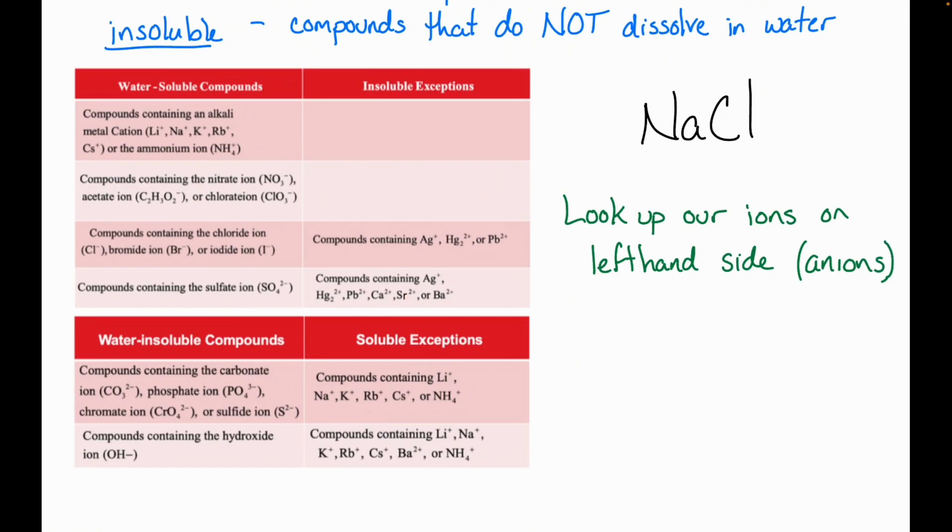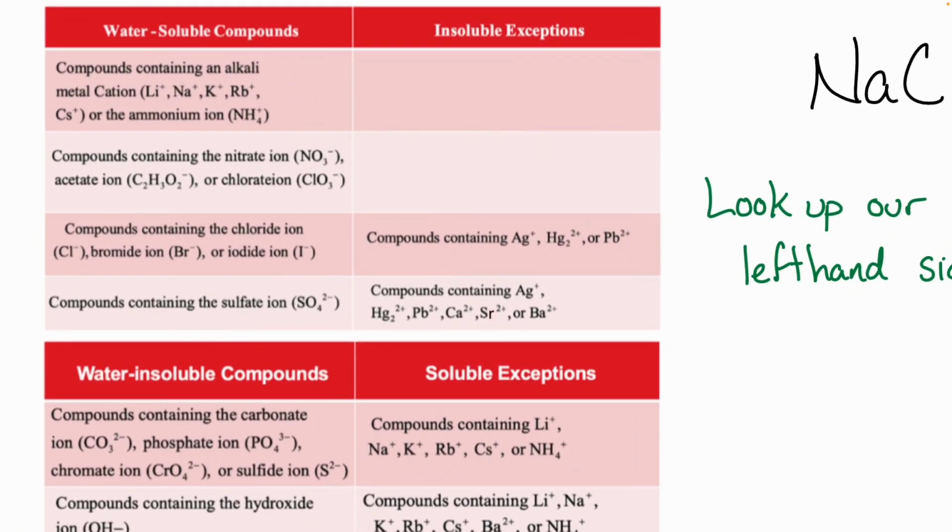All possible anions are listed here. There are only a few special cations that are listed here, okay? So what I'm going to do is I'm going to use my table here. In this case, I can actually find both of these ions on my table. All right? Notice how this table is broken up into these columns. The first one is titled water-soluble compounds. Right? And then the next column is the insoluble exceptions.